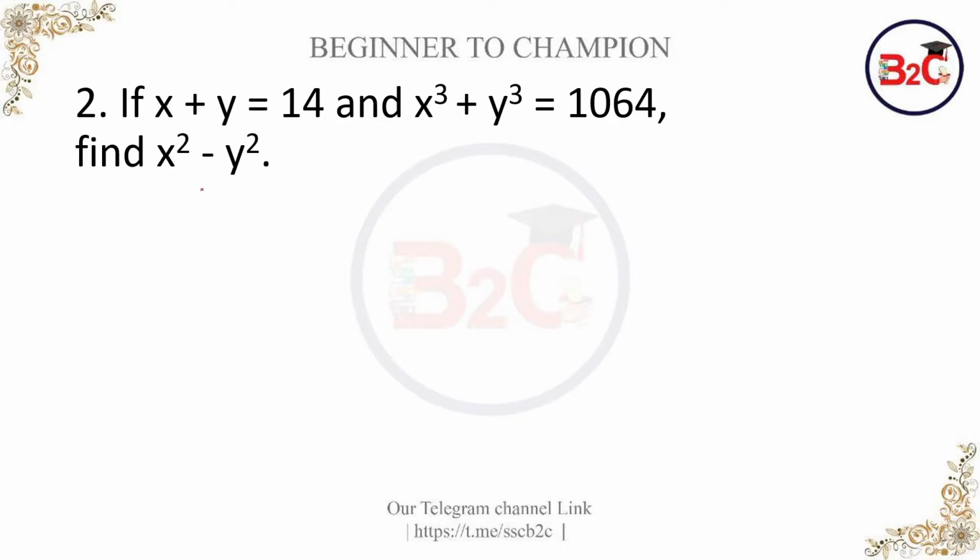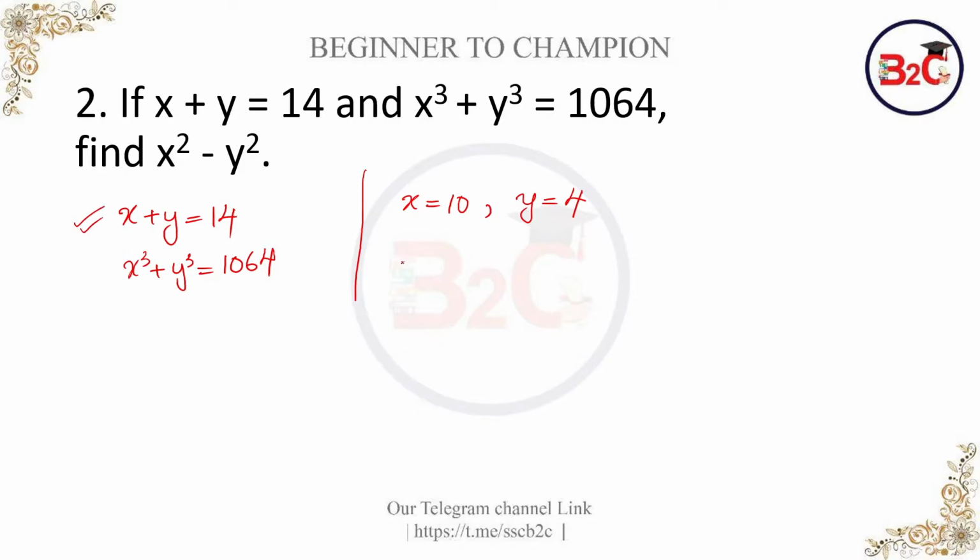We have to find two values for x and y such that x plus y equal to 14 and x cube plus y cube equal to 1064. Now suppose that I am taking the value of x to be 10 and the value of y to be 4. Then x plus y equal to 14, this condition is satisfied. Then x cube plus y cube, I'll get 10 cube plus 4 cube, which is 1000 plus 64, which is equal to 1064.